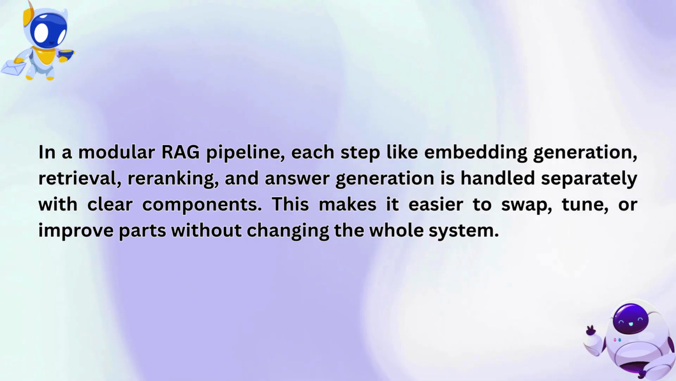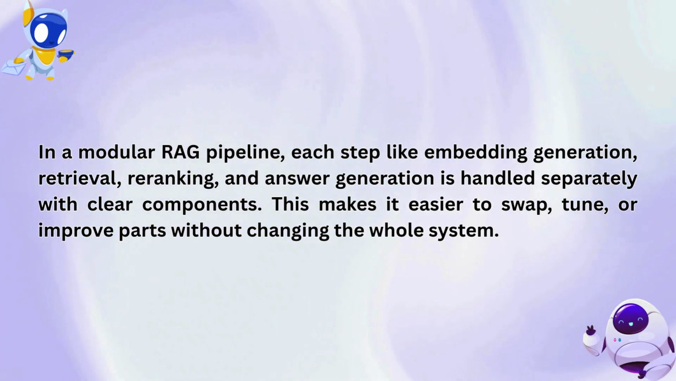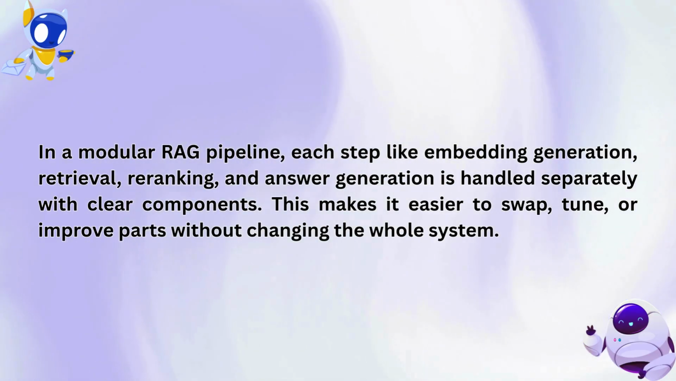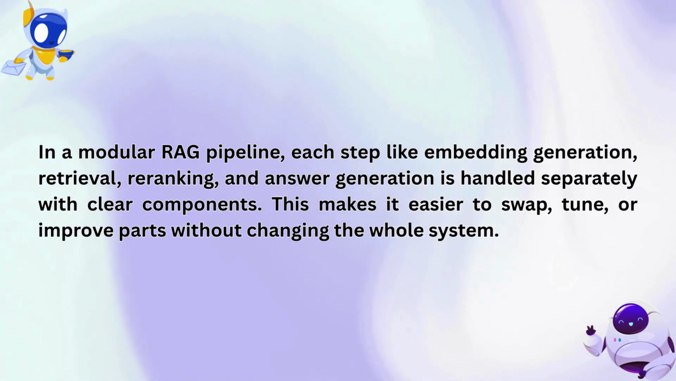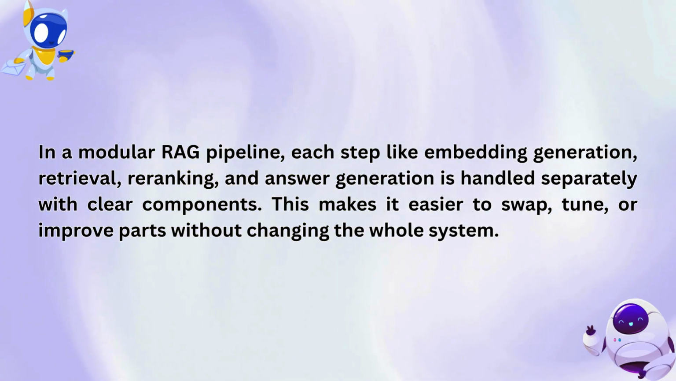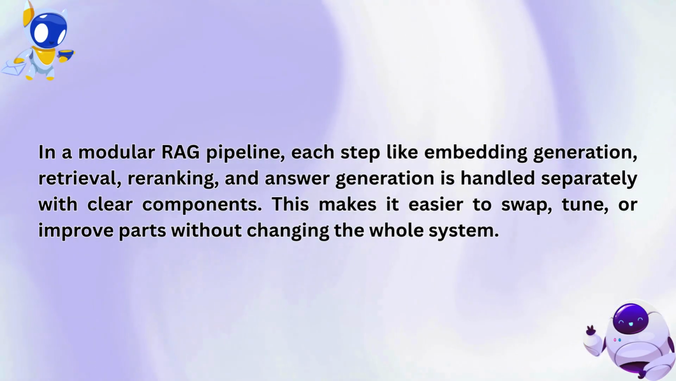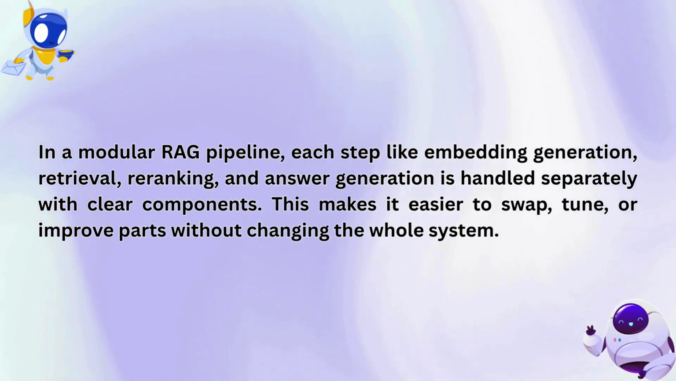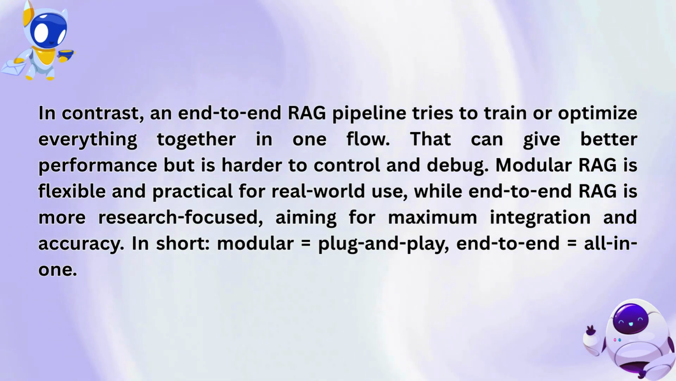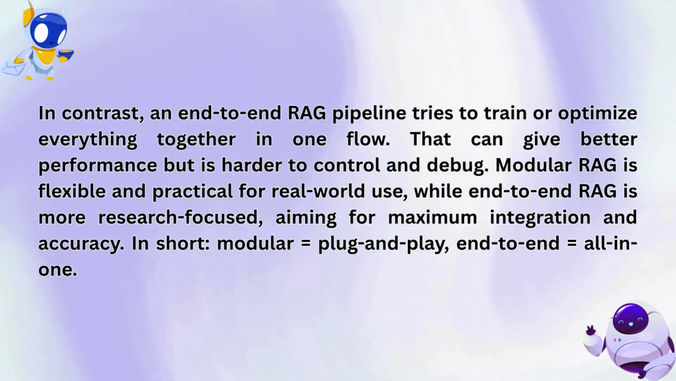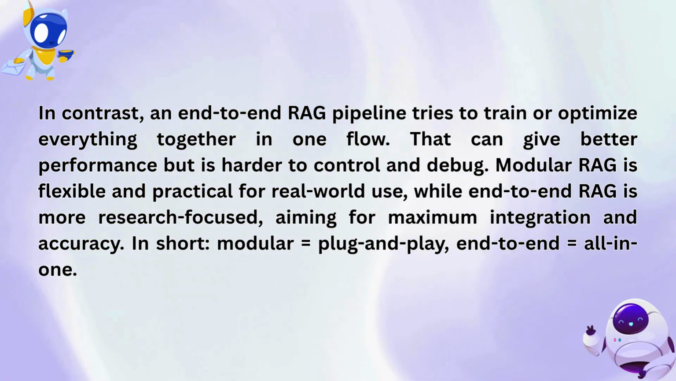What are the differences between modular RAG and end-to-end RAG pipelines? In a modular RAG pipeline, each step like embedding generation, retrieval, re-ranking, and answer generation is handled separately with clear components. This makes it easier to swap, tune, or improve parts without changing the whole system. In contrast, an end-to-end RAG pipeline tries to train or optimize everything together in one flow. That can give better performance, but is harder to control and debug.